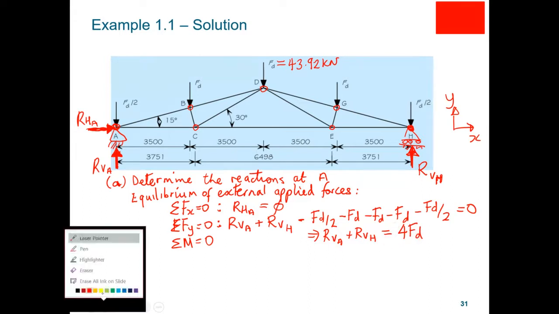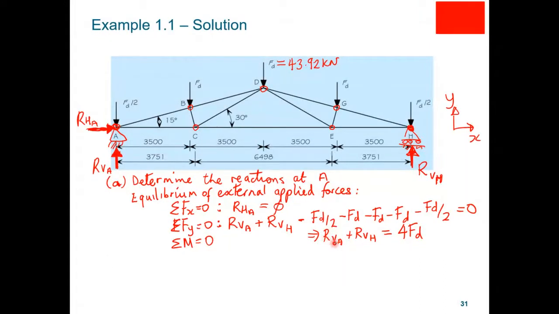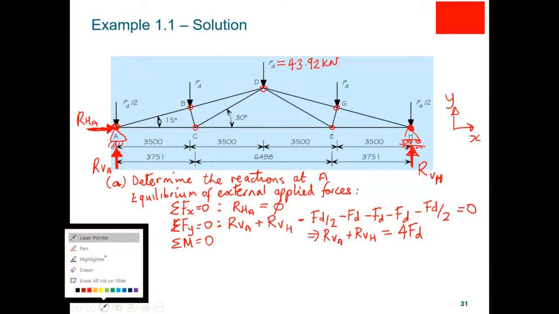Now, that's not a lot of good to me at the moment, because what is it? I've got two unknowns, the two vertical reactions in there, and I've only got one equation. So that's no good to me. So I need another equation in there.